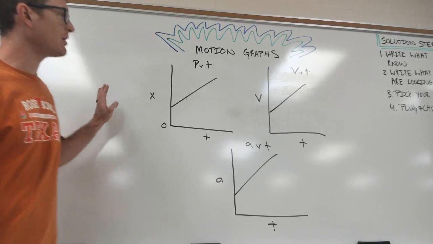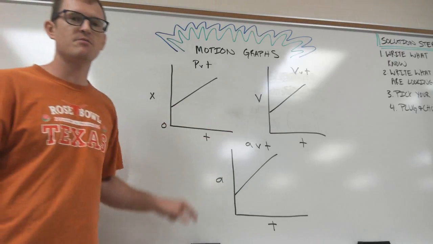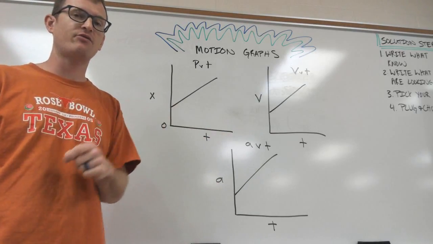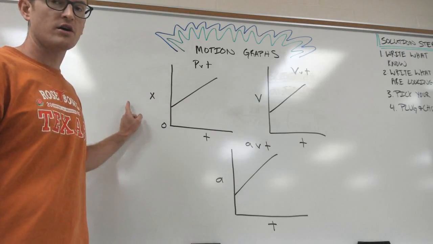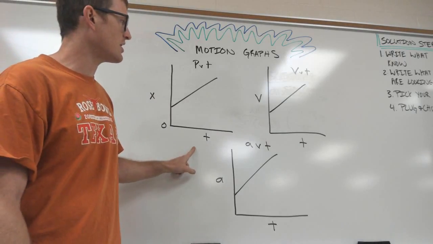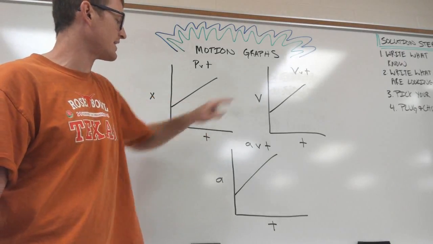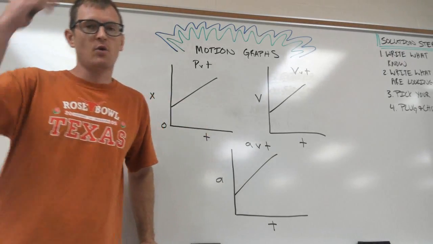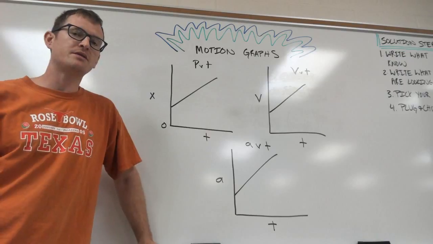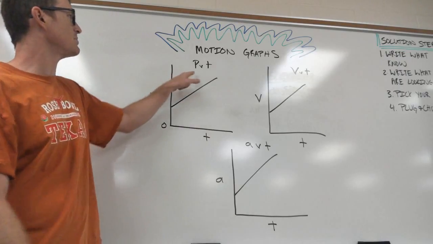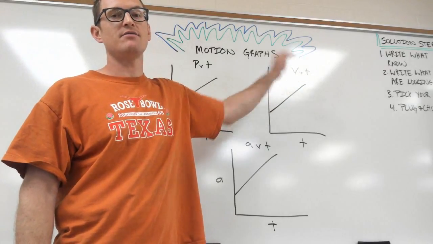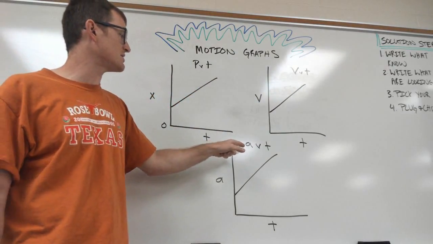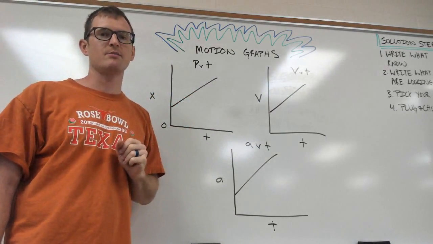Now, you can see up here on the board I have 3 motion graphs. They all look the same, but they have a few key differences. This one right here has X on the y-axis and T on the x-axis. This one has V on the y-axis, and this one has A on the y-axis. From that, you can probably tell that this first one here is a position versus time graph. This one is a velocity versus time graph, and this one down here is an acceleration versus time graph.